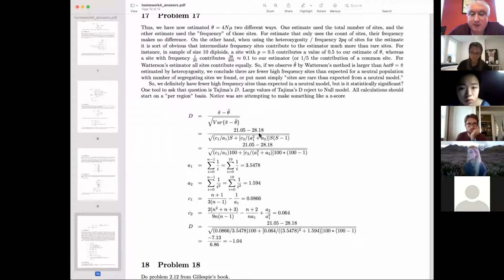The scale, as Taylor said, needs to be per region. Otherwise it's going to look like you've just divided your z-score by the length of your region, or something like that. So the statistic has to be in terms of region length. So you're going to have an estimate of theta per region, which was like 21, theta per region, which was like 28. And then everything else here is the number of segregating sites observed, whatever that happened to be. I think it was 100 here.